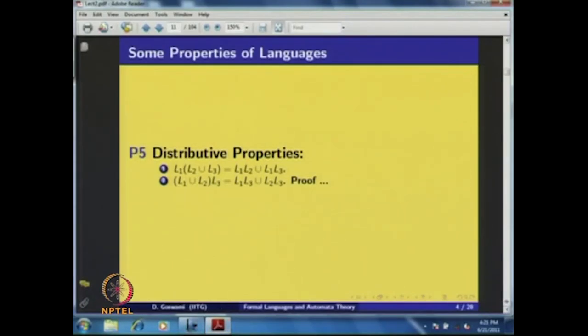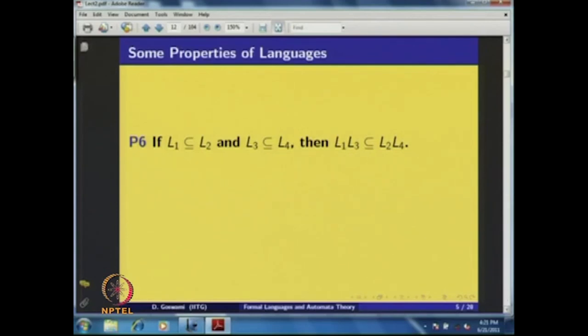Let us see some more properties. All these properties are numbered, and there are 6 properties in the sequence. If L1 is a subset of L2 and L3 is a subset of L4, then L1 concatenation L3 is a subset of L2 L4. This is easy to prove. Similarly, the other few results are also easy to prove.